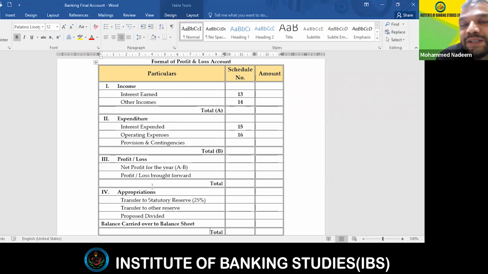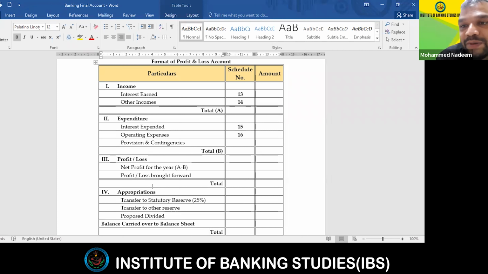Schedule 16 is operating expenses, like salary you have to give the employees, printing and stationery, internal audit fee we have to pay. If there is a director, we have to pay salary, remuneration to him. Depreciation on bank properties, all will come under the category of operating expenses. Provisions and contingencies, as we have discussed earlier, like provision for bad debts, will show in provisions and contingencies.